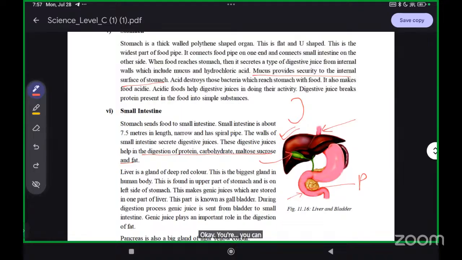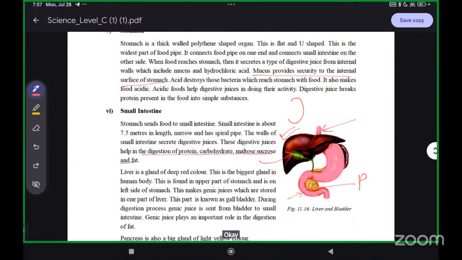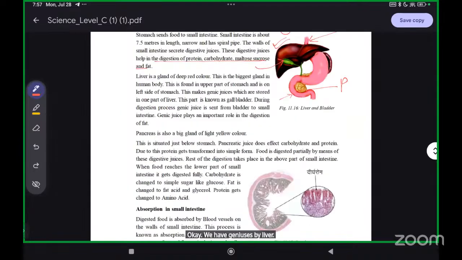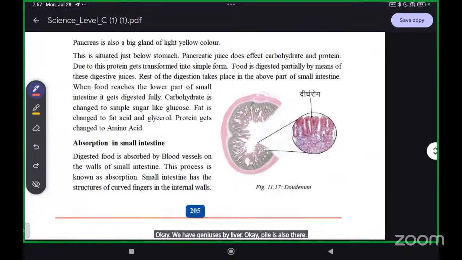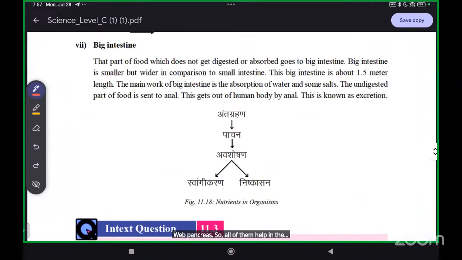You can write in your own words this whole process: the small intestine, how it works, how the absorption takes place, how the food is broken down in the presence of the digestive juices secreted by the pancreas. Secreted by the stomach, you have hydrochloric acid and mucus. You have bile by the liver, and there are also pancreatic juices. So all of them help in the process of digestion.